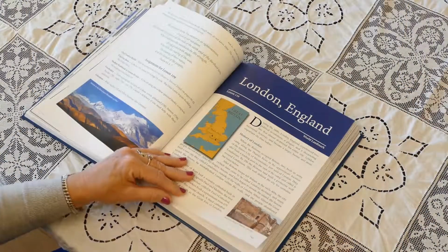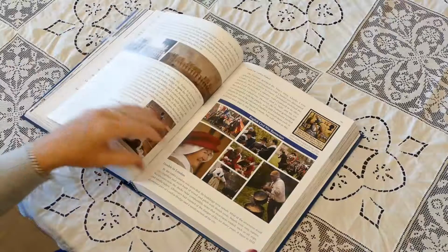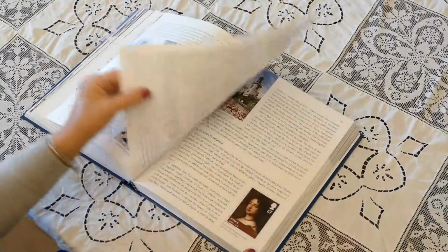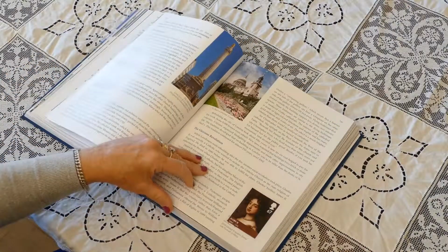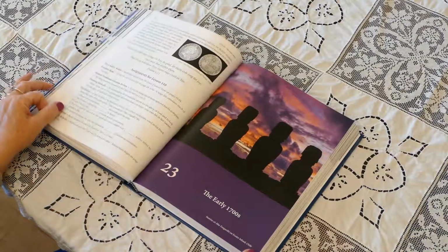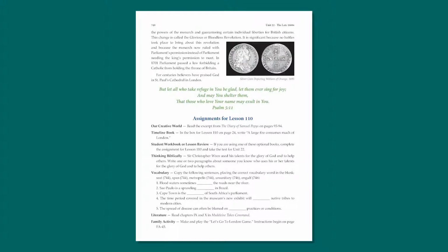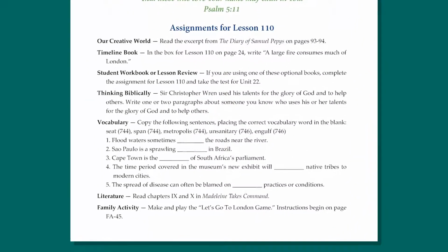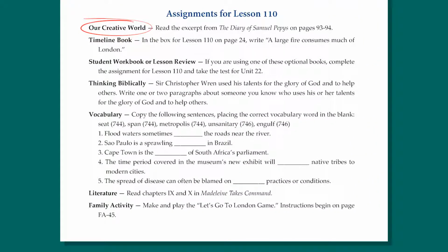The final lesson for this unit is a world landmark lesson about the city of London, England. Your student will learn about the history of the city and the major events that affected it in the late 1600s. In Our Creative World, your child will read from the diary of a man who experienced the Great London Fire of 1666. In addition to the types of lesson assignments I've already described, this lesson has a family activity.